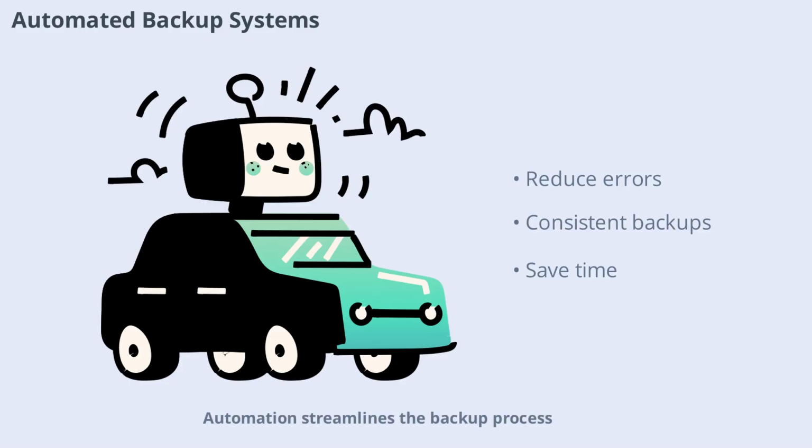storage. Automation streamlines the backup process, reducing the risk of human error and ensuring consistency. Automated systems can schedule, monitor, and verify backups without manual intervention. This allows IT teams to focus on other critical tasks while maintaining reliable data protection.